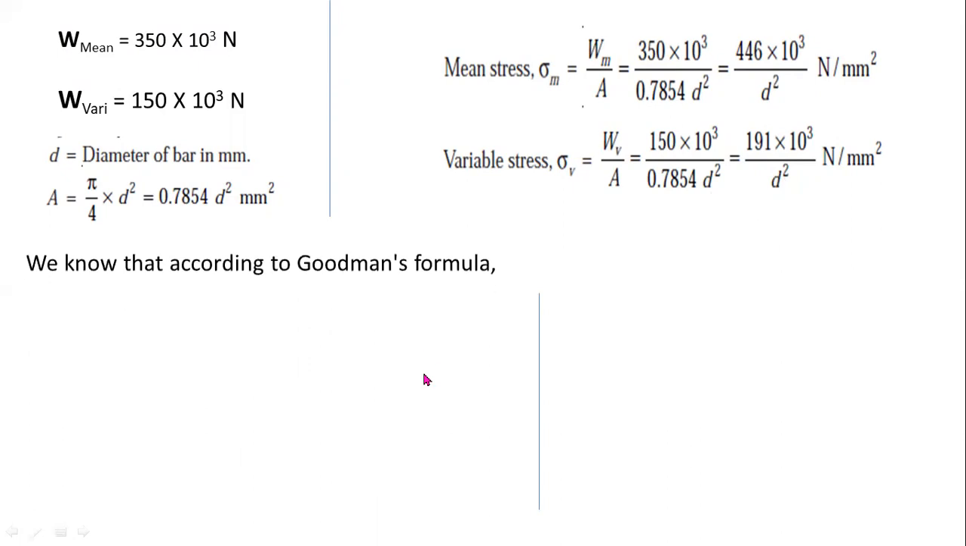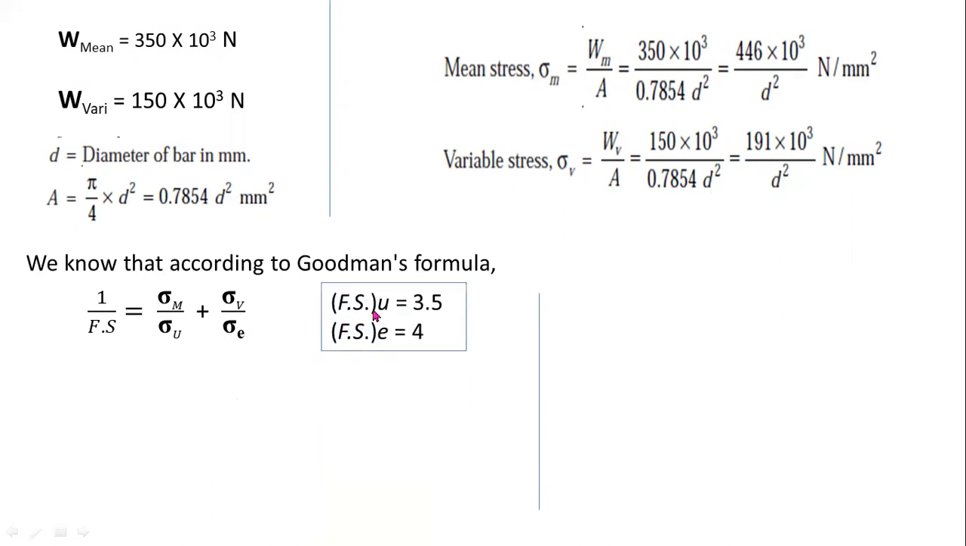From Goodman's equation, already we know that Goodman's equation is 1 by Fs equals sigma m by sigma u plus sigma v by sigma e. Here Fs value is given for ultimate and endurance limit. That's why here you can observe factor of safety for ultimate stress, factor of safety for endurance limit, both are given. Then you have to cross multiply this Fs value. This is the Fs for ultimate, this is the Fs for endurance.